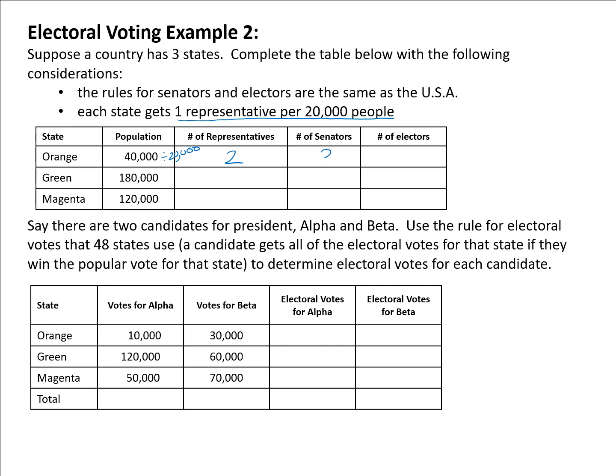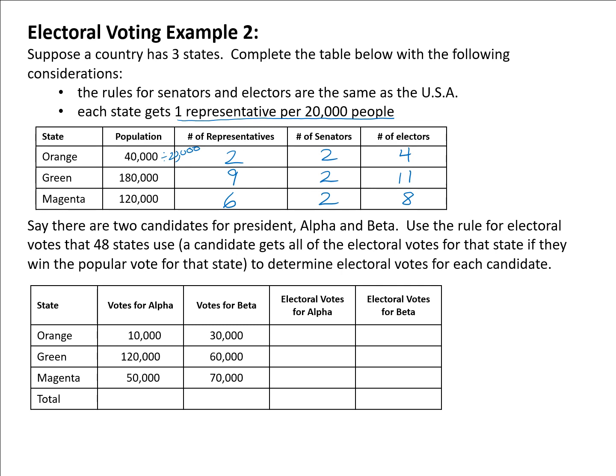And of course, every state gets 2 senators, so 2 representatives and 2 senators make for 4 electors from the state of Orange. State of Green, 180,000 people. Dividing that by 20,000 means that I have 9 representatives in that state. Every state gets 2 senators, so 9 plus 2 is 11 electoral votes for president. The state of Magenta, 120,000 people, divided by 20,000 people for the group in a district. That would be 6 representatives, but every state gets 2 senators, so 6 plus 2 is 8 electors. So we have 4 and 11 and 8, so we have our electoral college.